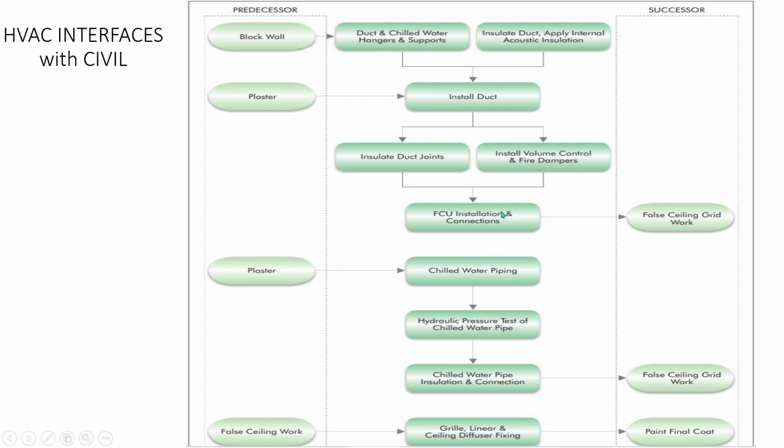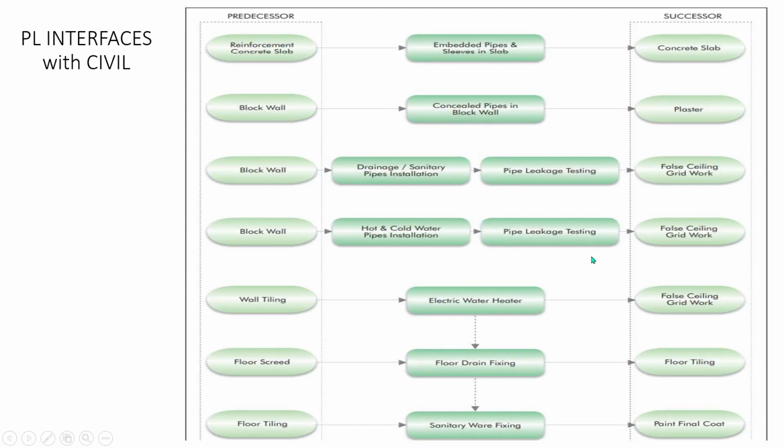After connection of FCUs and installation, false ceiling grid work will happen. Again, after chilled water pipe installation, false ceiling grid work will happen. After installation of grill and linear ceiling diffusers, painting of the final coat will be done. Plumbing also you can take a look. Please read this section thoroughly. If you have any questions, let me know in the comments.